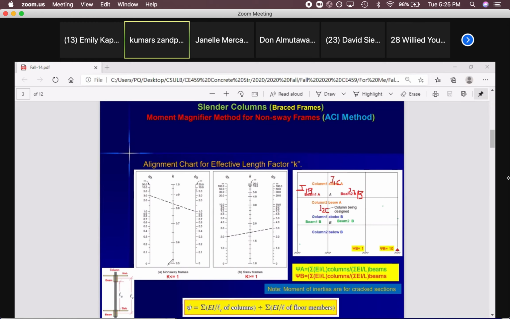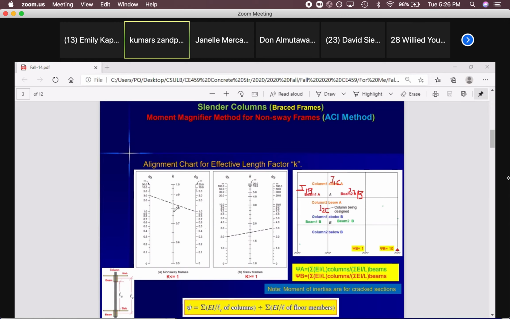How can we find which one is which? Whenever this is your K factor, K is between 0 and 1, over here is 0.5. Between 0 and 1, that's for non-sway or braced frame. Always remember, if there is no title, when K is less than 1, that's for non-sway or braced frame. When K is more than 1, up to infinity, it's for sway frame or non-braced frame. So we will cover this one.